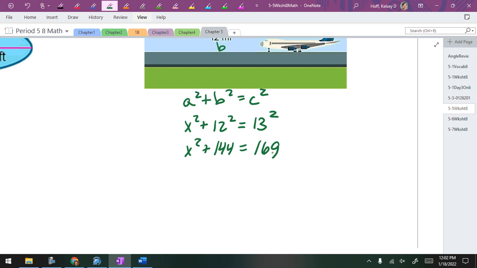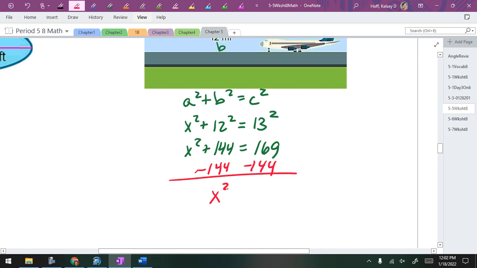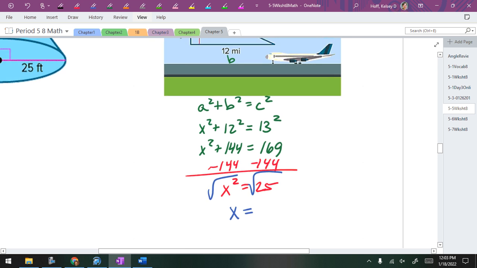On the last ones, we just added those two numbers together. Should I add those two numbers together in this case? Bingo, it's just like going back to chapter 2 and solving for x, right? We got to get rid of that positive 144 by subtracting 144 to the other side. X squared equals 25. Now that x squared is by itself, we can take the square root, and you guys can tell me x is 5.